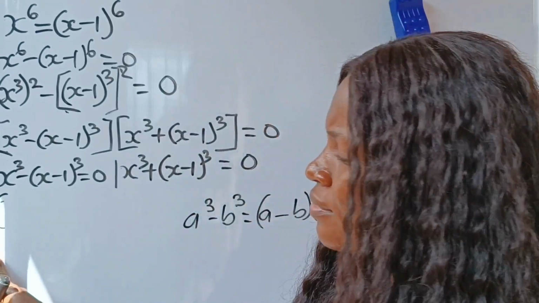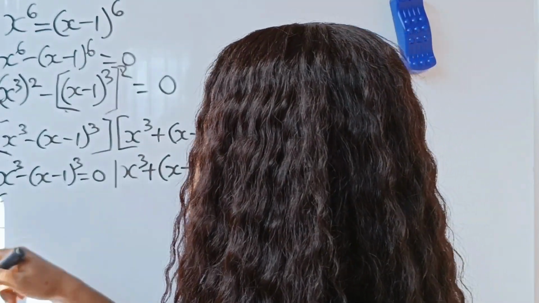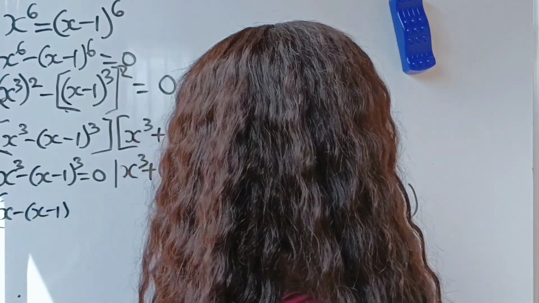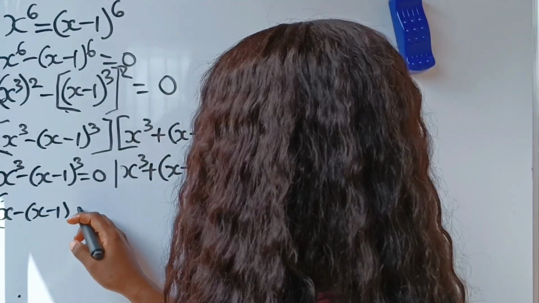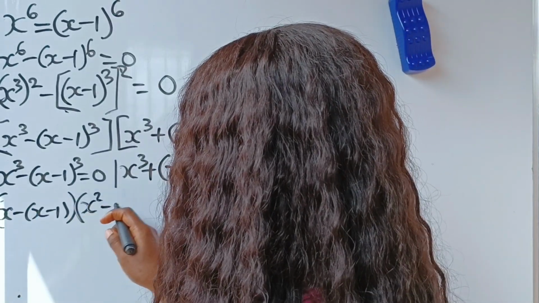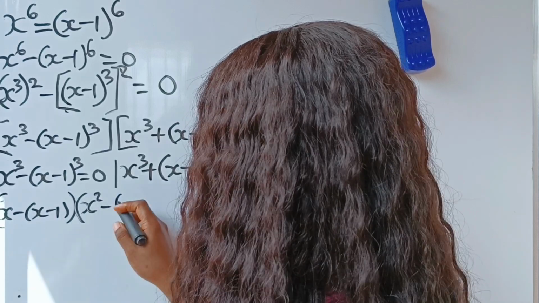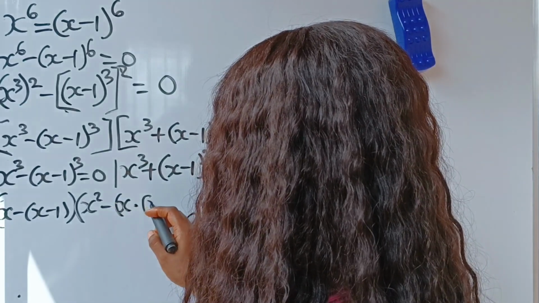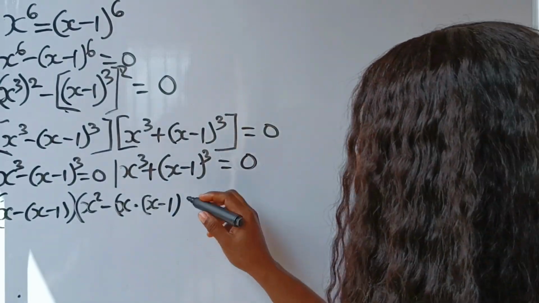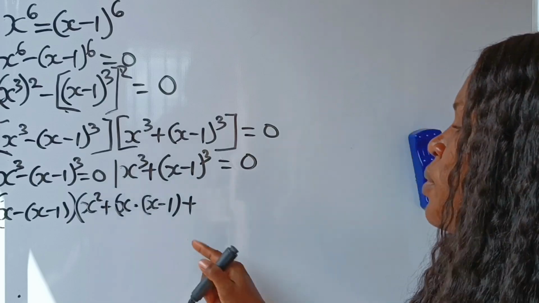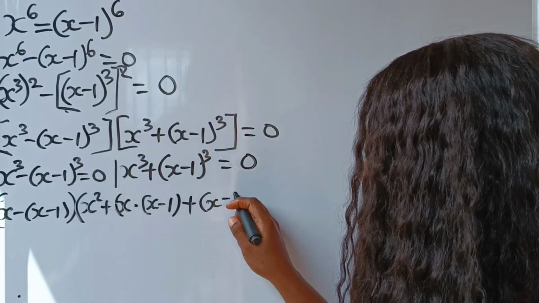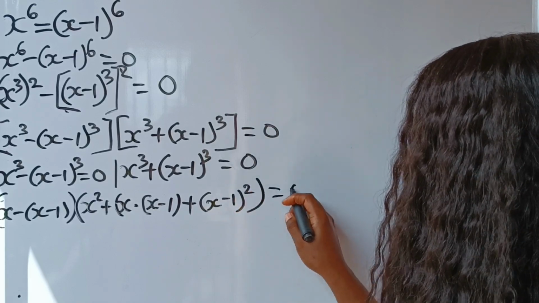Please don't ignore the shadow, okay? So the first one is x minus (x minus 1). That is a minus b. Now, the second bracket is going to be a squared, that is x squared, minus ab, that is minus, our a is x and our b is x minus 1. So that is our ab. Then plus, oh sorry, everything is plus b squared, that is (x minus 1) squared, and everything is equal to 0.